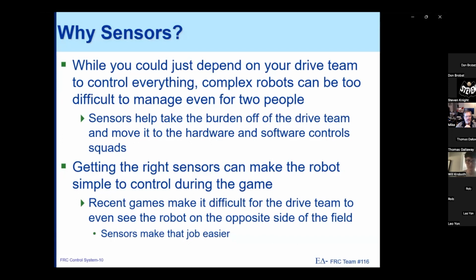Getting the right sensors can make the robot simple to control during the game. And recent games make it difficult for the drive team to even see the robot on the opposite side of the field because there may be some obstacle in the way. So sensors can make controlling the robot remotely that much easier.